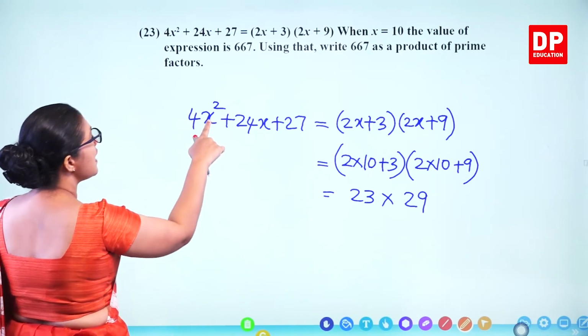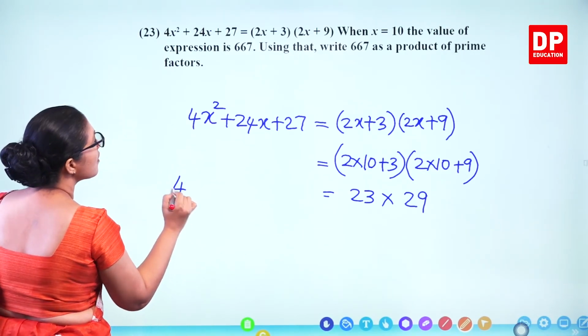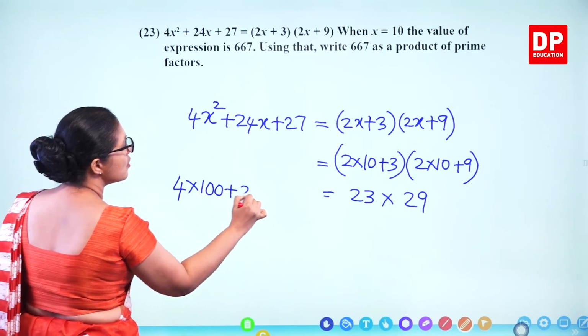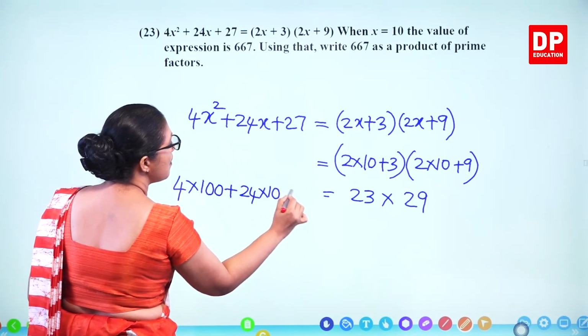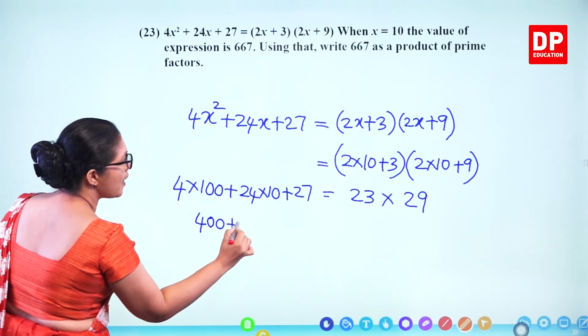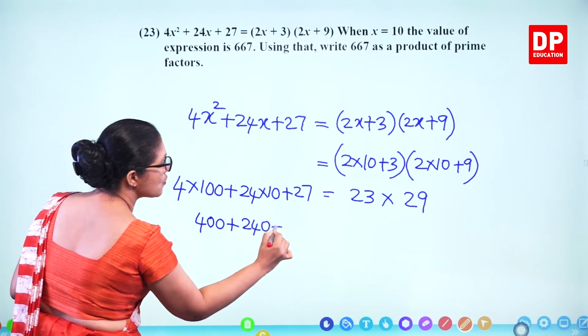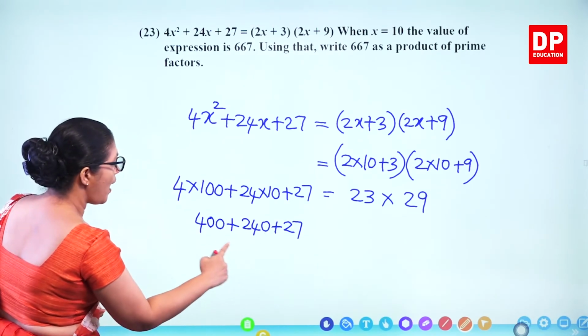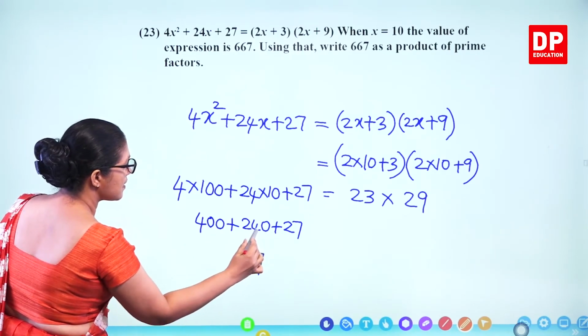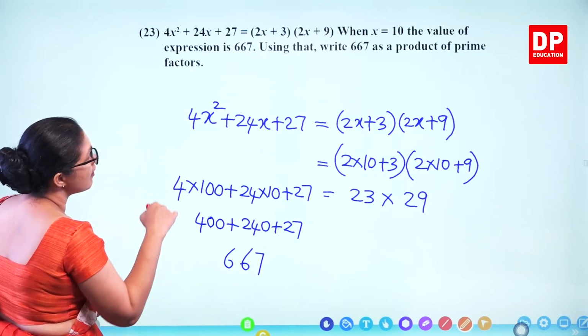And we'll substitute 10 here. 4 times 10 squared, that's 100. 24 times 10 plus 27. So what do you get? 400 plus 240 plus 27. When you add it, you get 667. Now can you see?